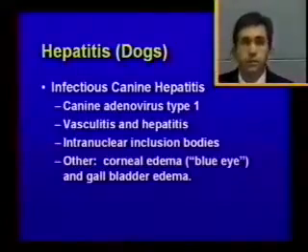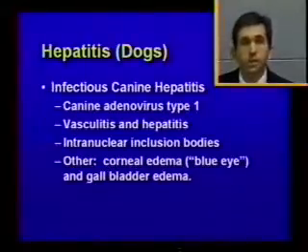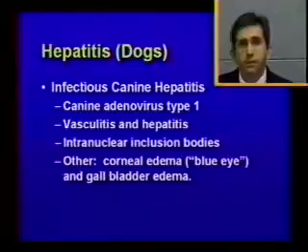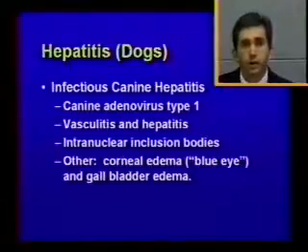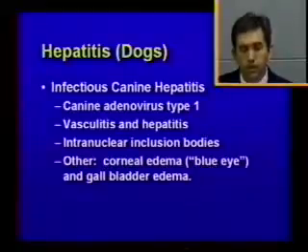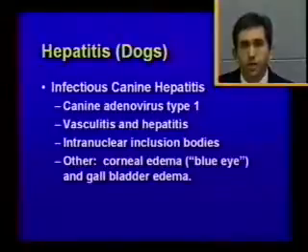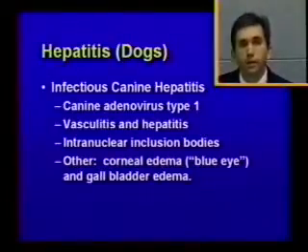Other lesions that are commonly associated with infectious canine hepatitis include corneal edema, which is also known as blue eye. This is a response usually in animals that have survived the initial injury to the liver and now develop a second form of the disease in which there is edema of the cornea of the eye. One lesion that is said to be classical for infectious canine hepatitis is severe edema of the gallbladder.